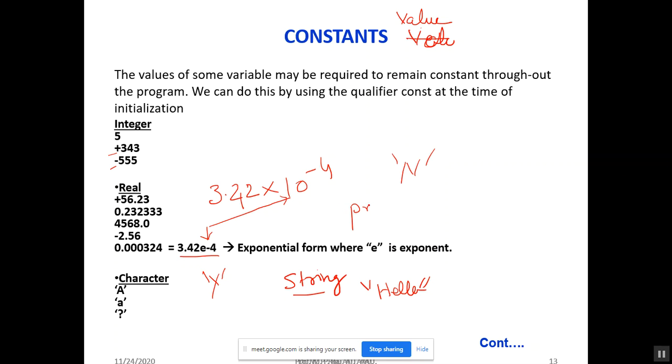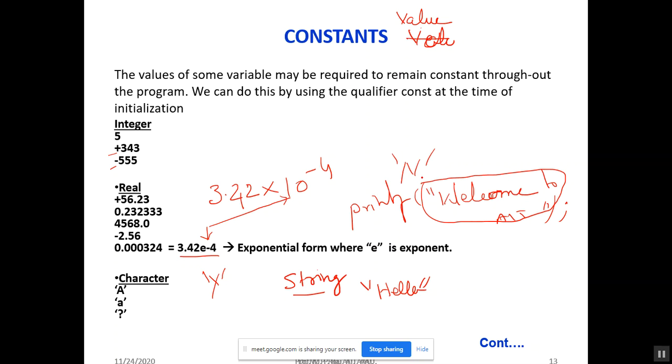I had used printf statement, and within double quotes I had written welcome to AIT, and that was within double quotes. So I am using double quotes over here also. Is this clear to all? We have got four types of constant values, and those can be integer, decimal or real, character or string. Characters are enclosed within single quotes and strings are enclosed within double quotes.